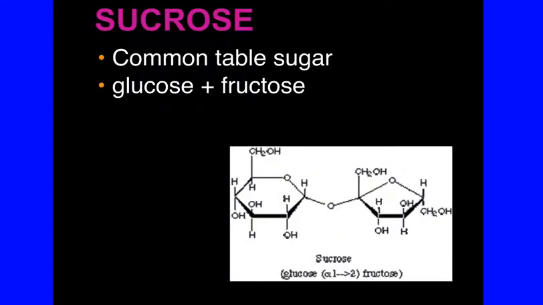If we look at each one of those, sucrose is common table sugar, and we get that from combining glucose and fructose together. You can see in this picture, here's a single sugar, and here's a single sugar, and they're bonded together in the middle to make that double sugar structure. So when you put sugar on your Cheerios, this is the molecule that you're going to eat.